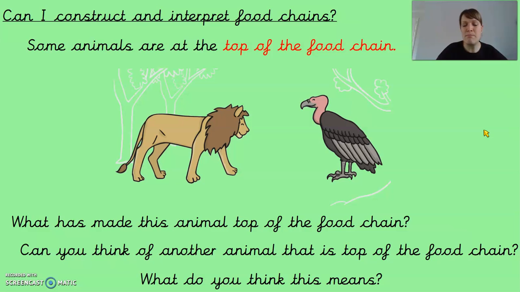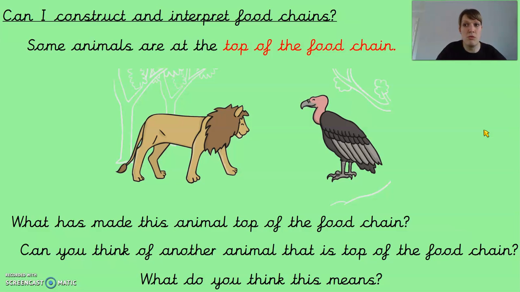And what has made this animal top of the food chain? Now we're thinking about habitats and living things, and we'll look into more detail throughout this unit, the qualities of these animals, especially a lion. What makes this lion top of the food chain? It's because it's powerful, it's strong.